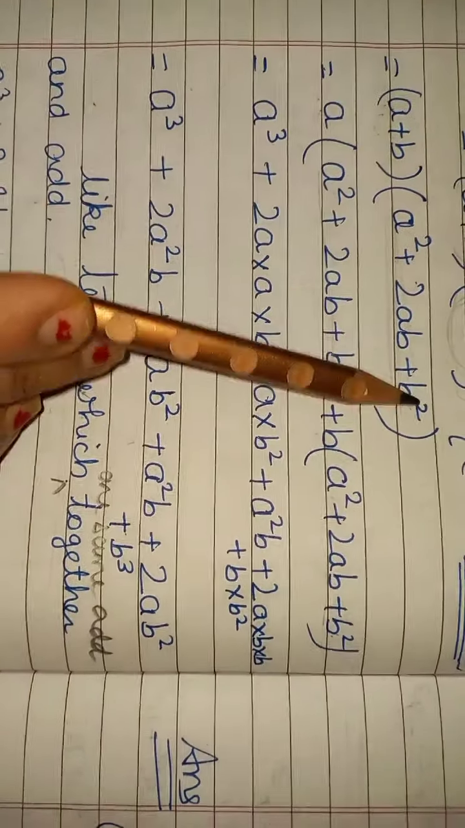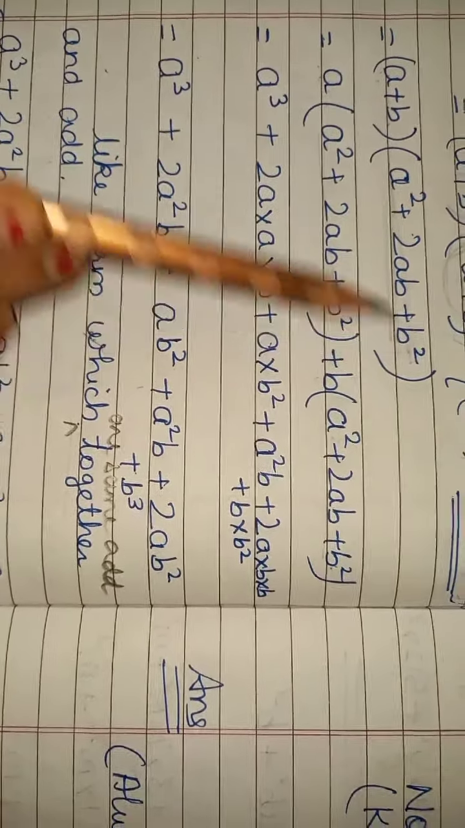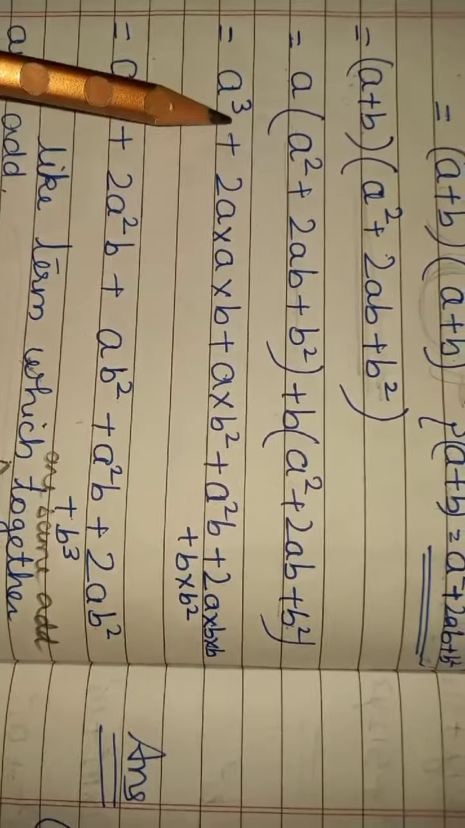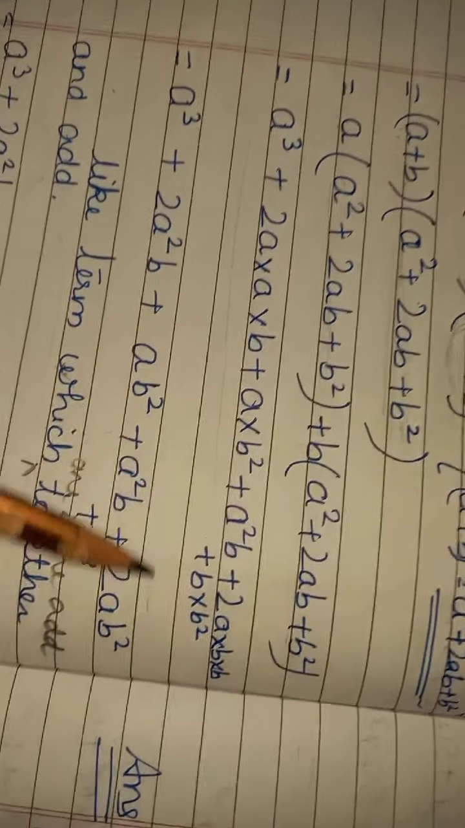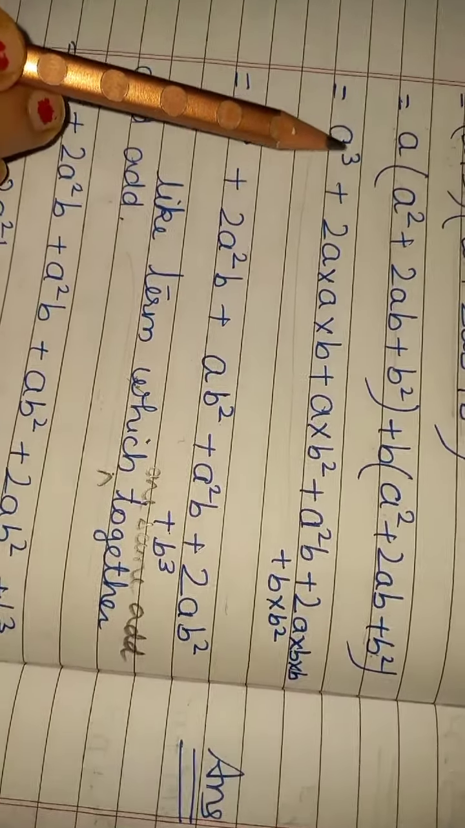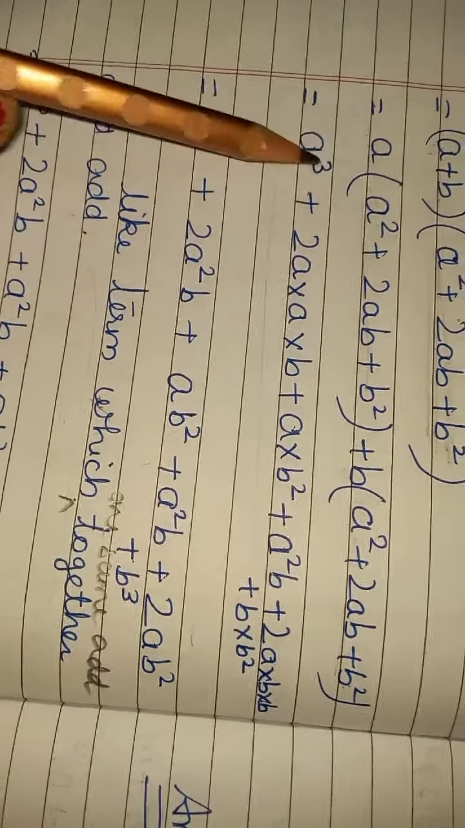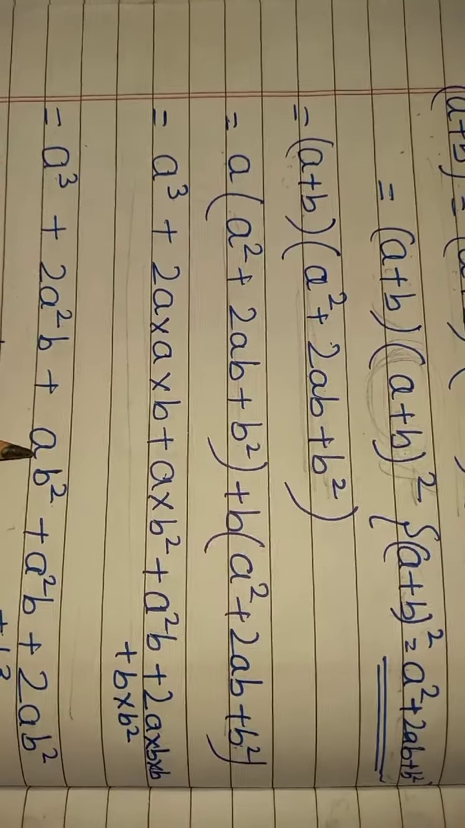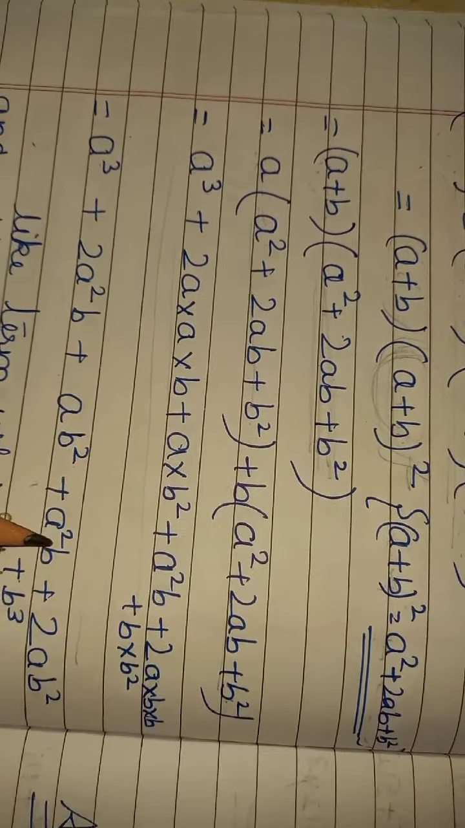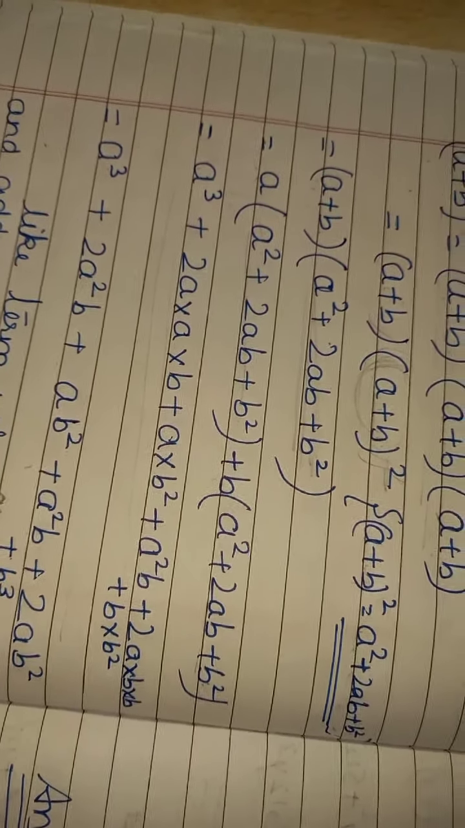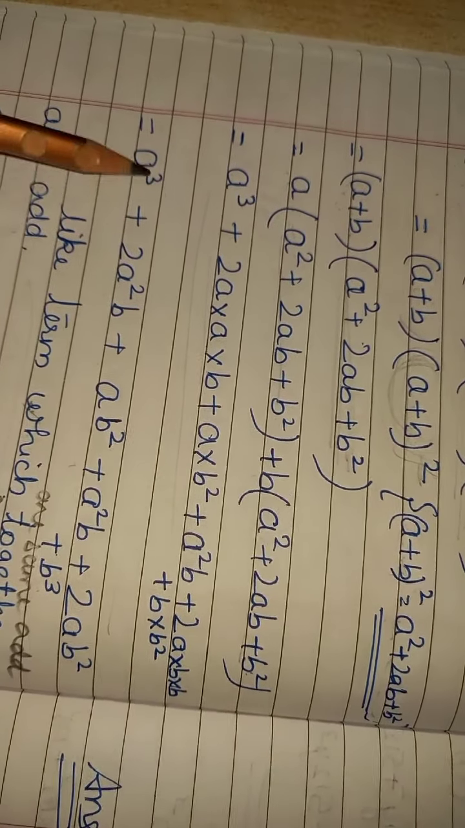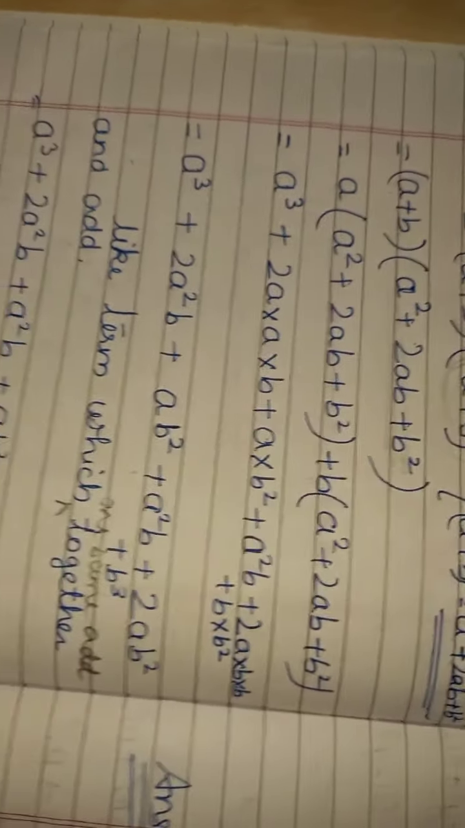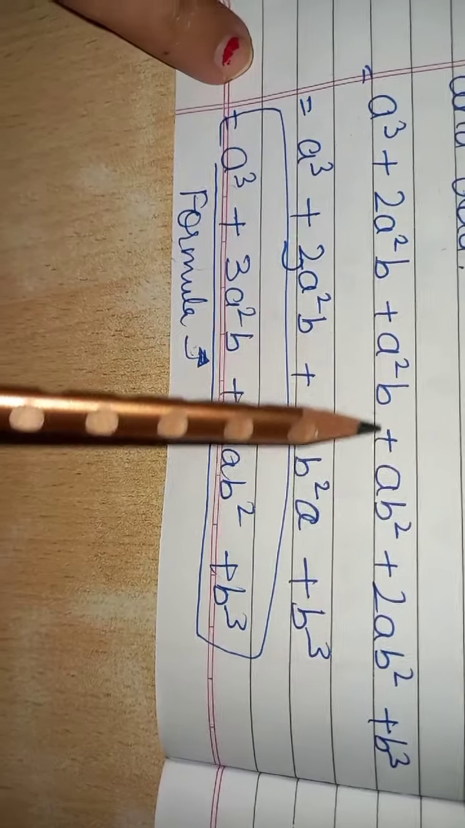This a will be multiplied to this and plus b will be multiplied to this. While doing multiplication, it will come like this. Okay, then in multiplying, the powers are added, so this will become a cube. In this, it will become 2a square b plus ab square plus a square b plus 2ab square plus b square. Now take the like terms together and add. These are the like terms.